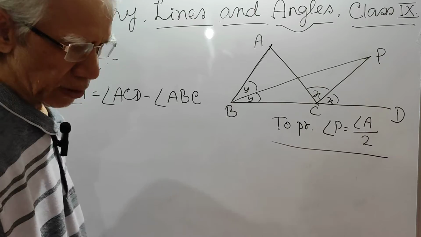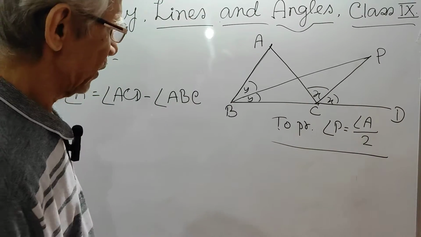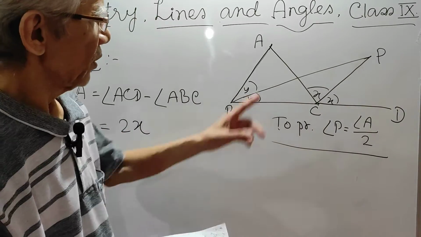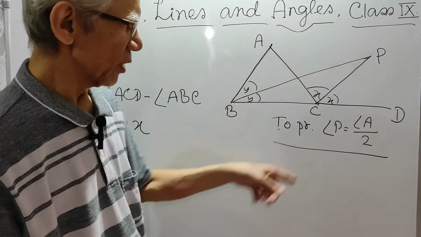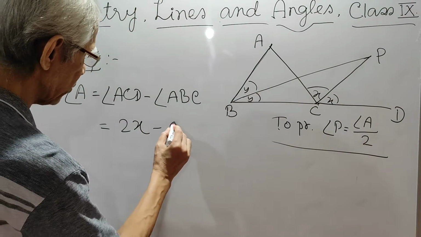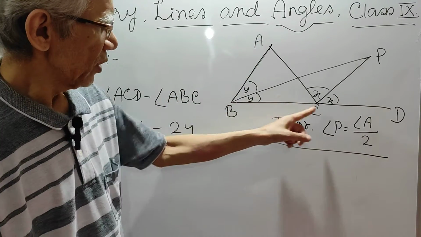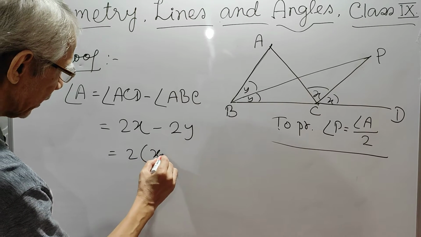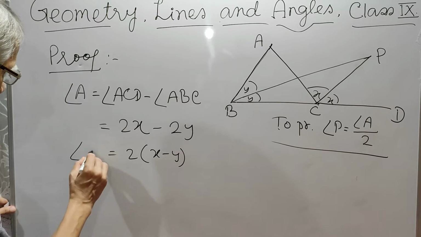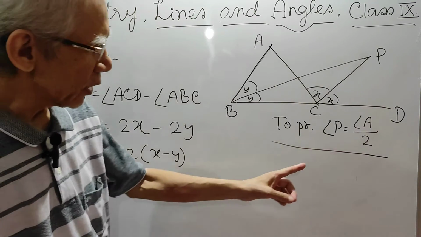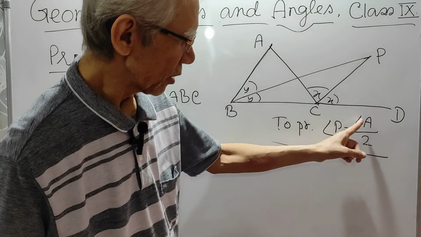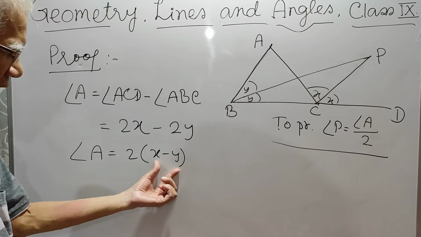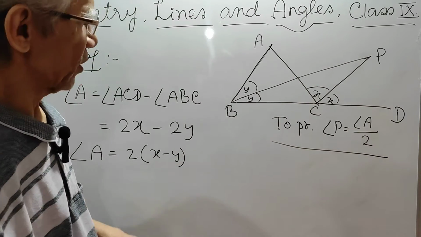So you must have clear knowledge of all the theorems. Now ACD is twice x. See, this angle ACD is x plus x, twice x, because that was the bisector, isn't it? ABC is twice y. ABC is y plus y, twice y, isn't it? So if you take 2 common, what do we get? Angle A is twice x minus y. Now we have to get angle A equal to twice p. That means this x minus y is p. But why is it p? Let us see.